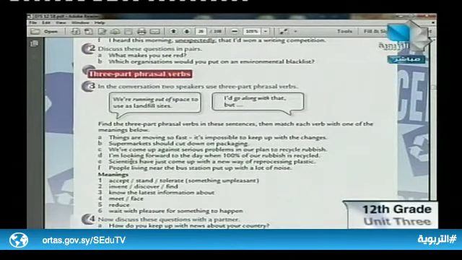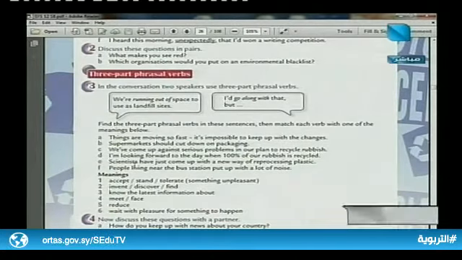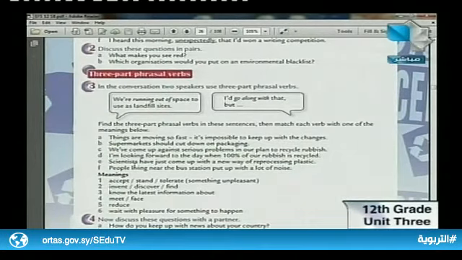Number D: "I'm looking forward to the day when 100% of our rubbish is recycled." And I am looking forward to this day, of course. We all are looking forward to this day. Looking forward to, which means we are waiting for something to happen. Good. So look forward to goes with number 6, wait with pleasure for something to happen. Good. Okay, please, number E: "Scientists have just come up with a new way of reprocessing plastics."